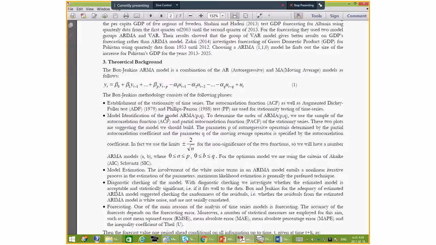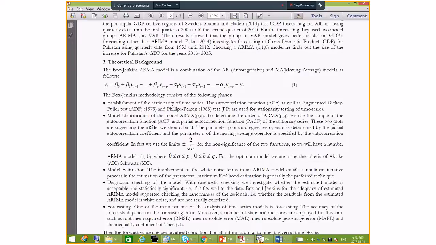Next is model identification. After that, we need to identify the model, the ARMA, autoregressive moving average. P means the number of autoregressions, Q means the number of moving averages. To determine the order of autoregression and moving averages, P and Q, we use the sample autocorrelation function. So how many orders?